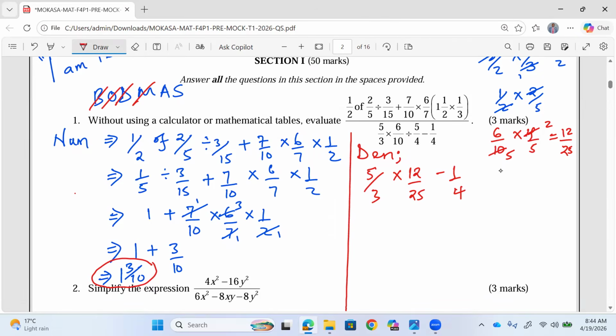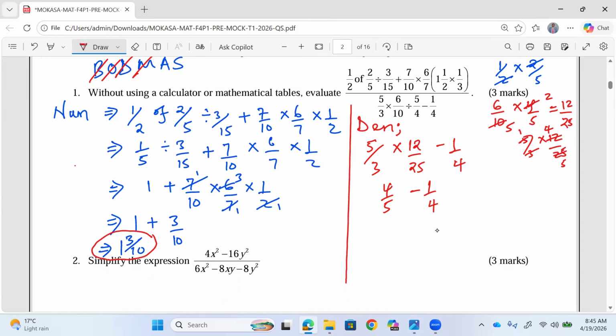Multiplication is there. So that is 5 over 3 times 12 over 25. By 3, 1. By 3, 4. By 5, 1. By 5, 5. So this is 4 over 5. Is that okay? Yeah, 4 out of 5. So 4 over 5. Now minus a quarter.